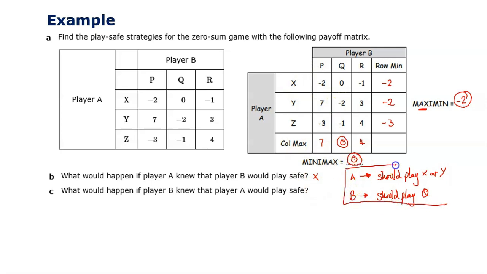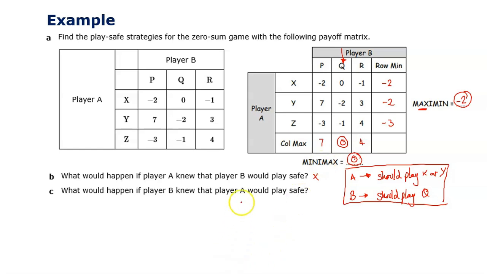Now, these are the play safe strategies over here. That's all very well if the other person hasn't told you what they're going to do. But if you play someone in a game regularly enough, you know they're always going to do the same thing. And so if you knew that player B was going to play safe, as we've described it here, and playing safe is Q, then look at those numbers. Your best option as player A now is to play X.